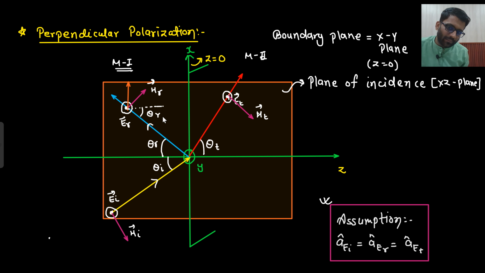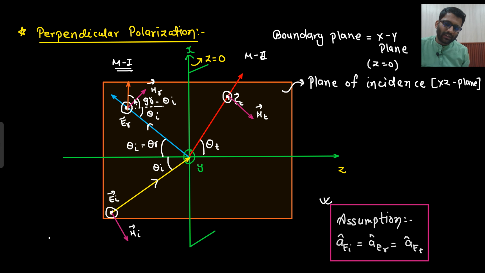Theta r only, right? If this is theta r, this is also theta r. So better write it theta I, because theta r is equal to theta I only. So let's write it theta I. Now if this is theta I, then what will this angle be? 90 minus theta I. Why so? Because this angle and this angle together make completely 90 degrees. So this angle would be 90 minus theta I.